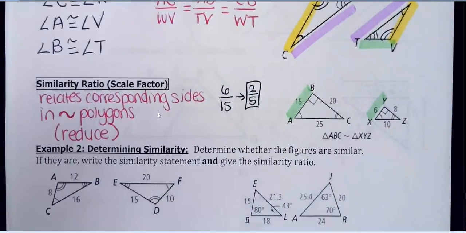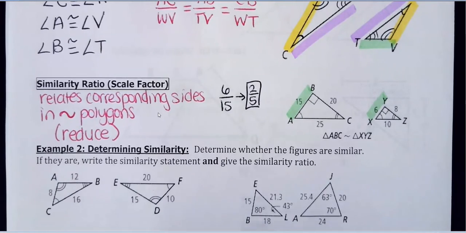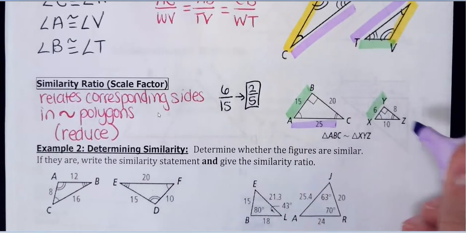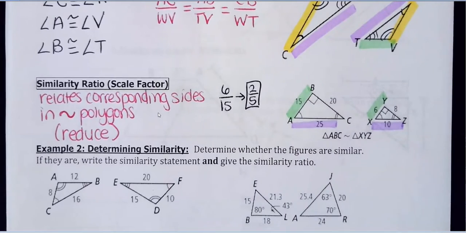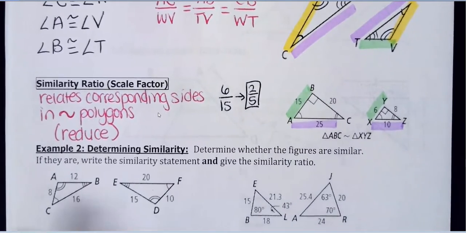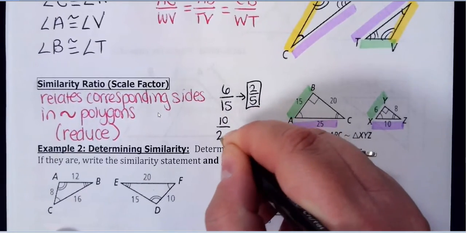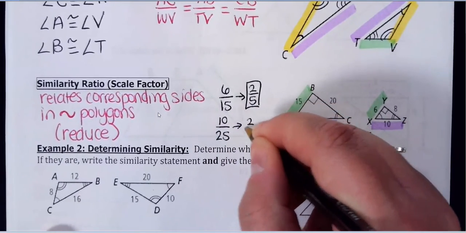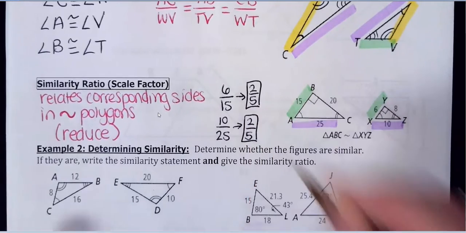Now, any set of sides here that I choose that correspond to each other, as long as I set them up the same way with the smaller number on the top, the bigger number on the bottom, they should all reduce to the same thing. So the 10 and the 25 go together. If I do 10 over 25, both those numbers are divisible by 5, right? So if I reduce that fraction, that would also be 2/5.